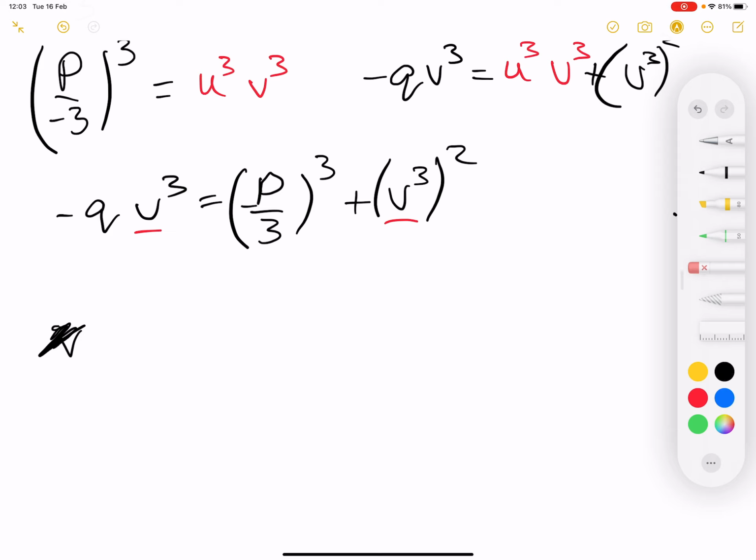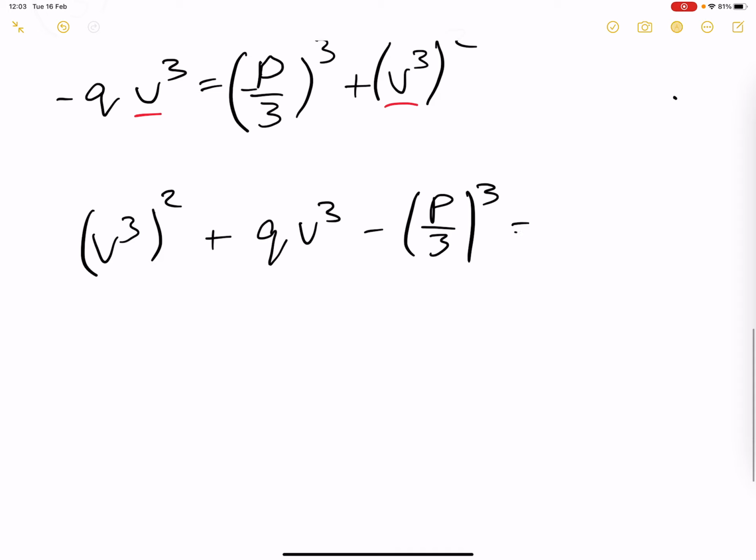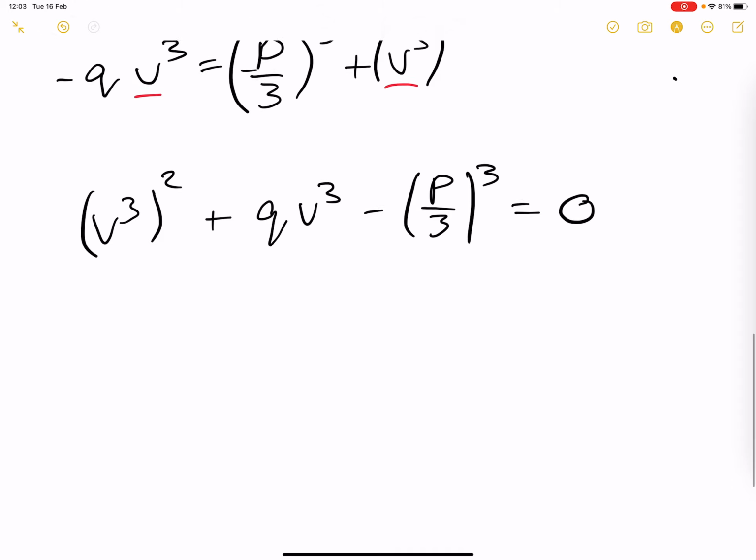This will let me change to my rubber. Good. And now we have v cubed squared plus q v cubed plus, or minus, because I can take the sign out, because it's a cube, so it won't change the sign, minus p over 3 cubed is equal to 0. And now we can just solve with the quadratic formula.